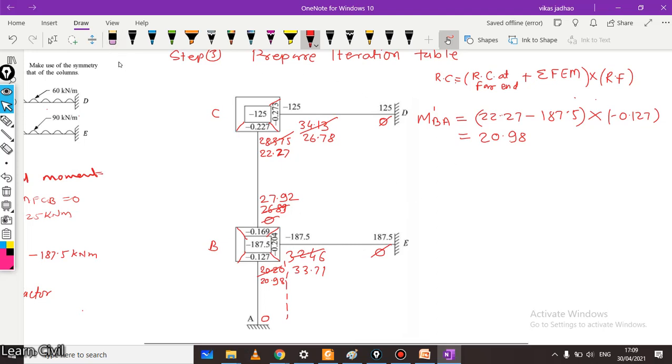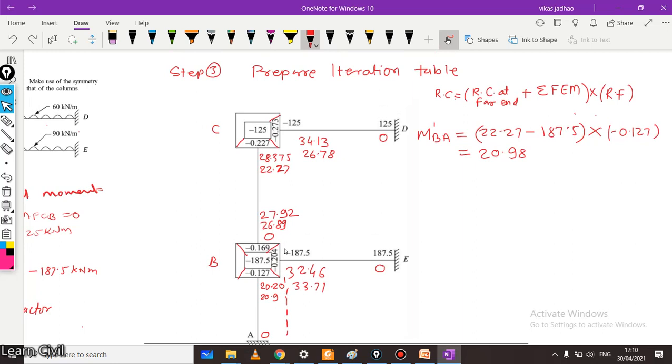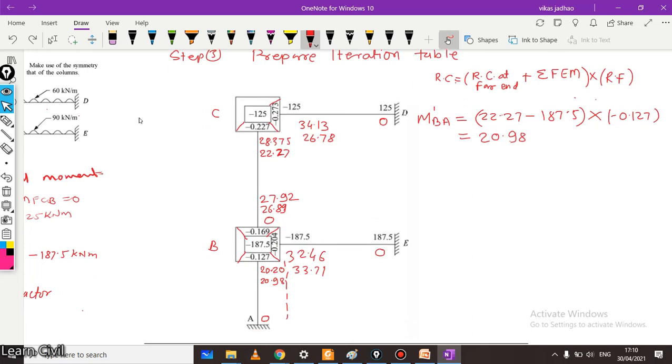Okay, this cycle 2 is completed, but you can see there is a huge difference between these two values. Until and unless we get a very negligible difference, we should not stop this iteration procedure. So we'll go to the next step, cycle number 3. Go to this joint C again and do the iteration procedure.